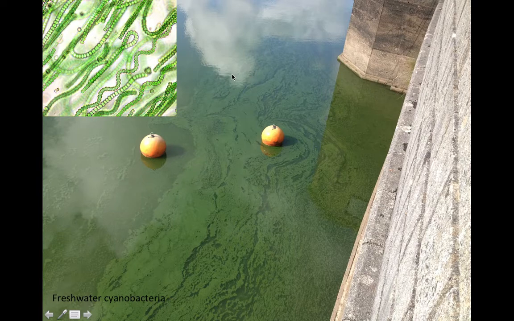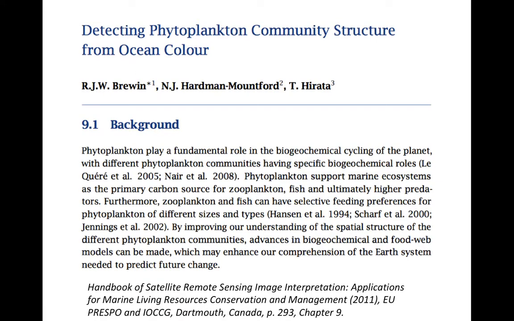But this green surface distribution you can see around these two orange buoys is cyanobacteria. These are plankton which are living in the reservoir, and you can see what they look like under a microscope in the image in the top left-hand corner. You can also detect and observe plankton from space, and the author of this study has just recently joined us at the university as a lecturer.